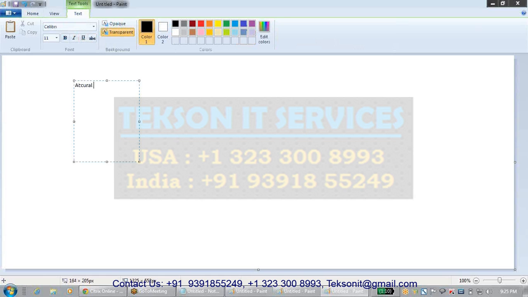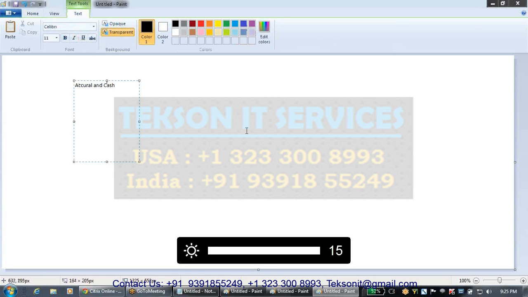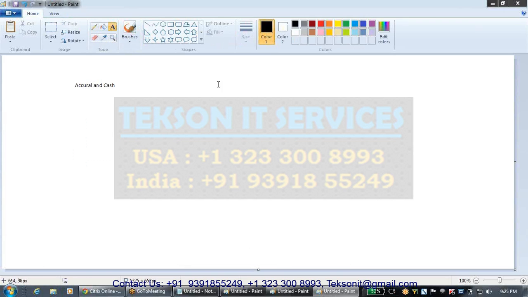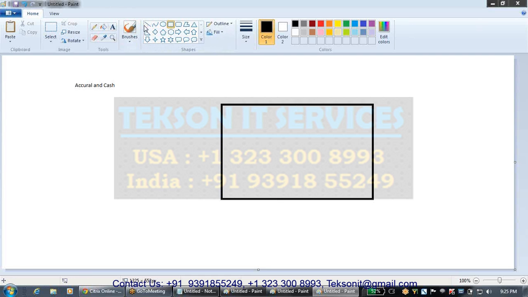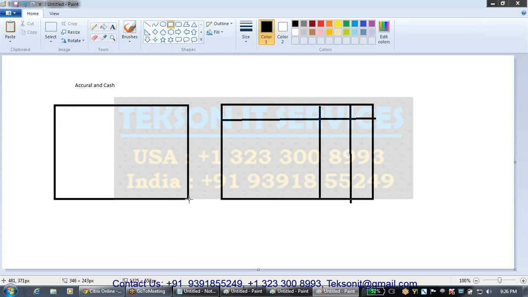We have accrual and cash basis, right? What do you mean by accrual and what do you mean by cash basis? I will explain.